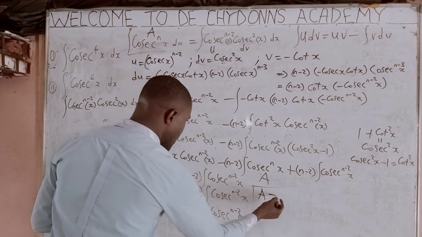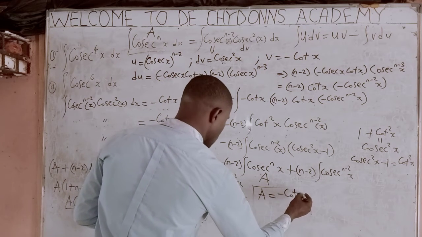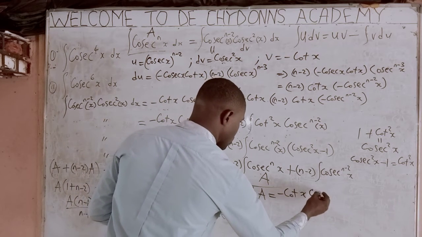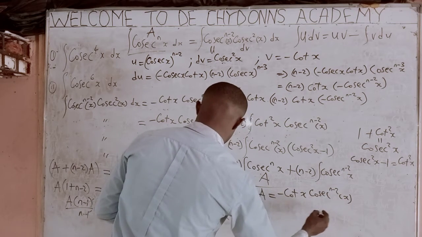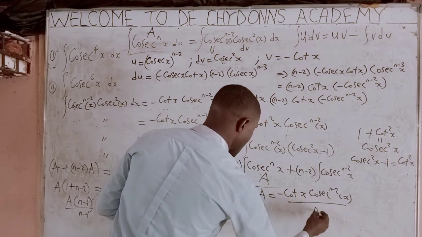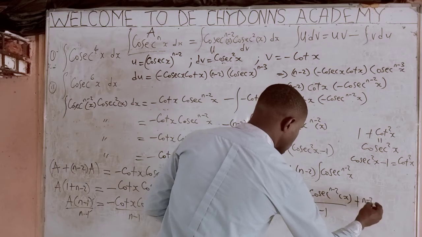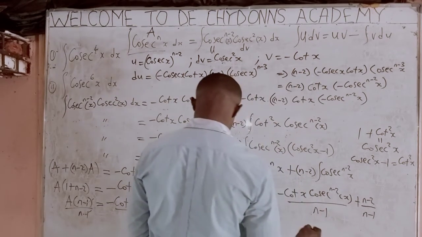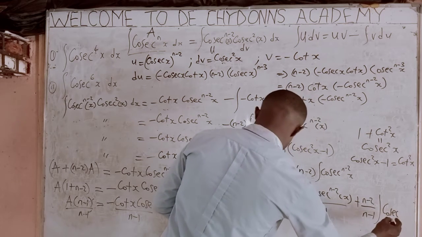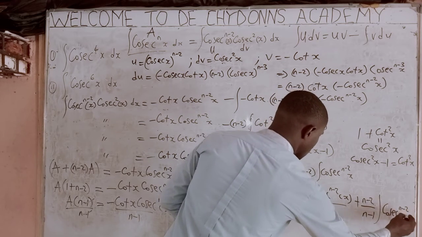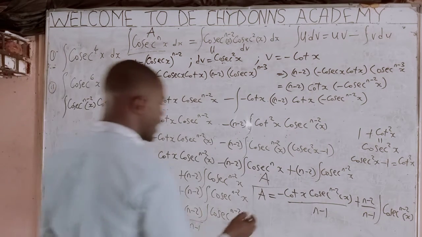You'll be having that a equals minus cot x cosec m minus 2 x all over m minus 1, plus m minus 2 over m minus 1 integration of cosec m minus 2 x. Okay, so this is a final answer.